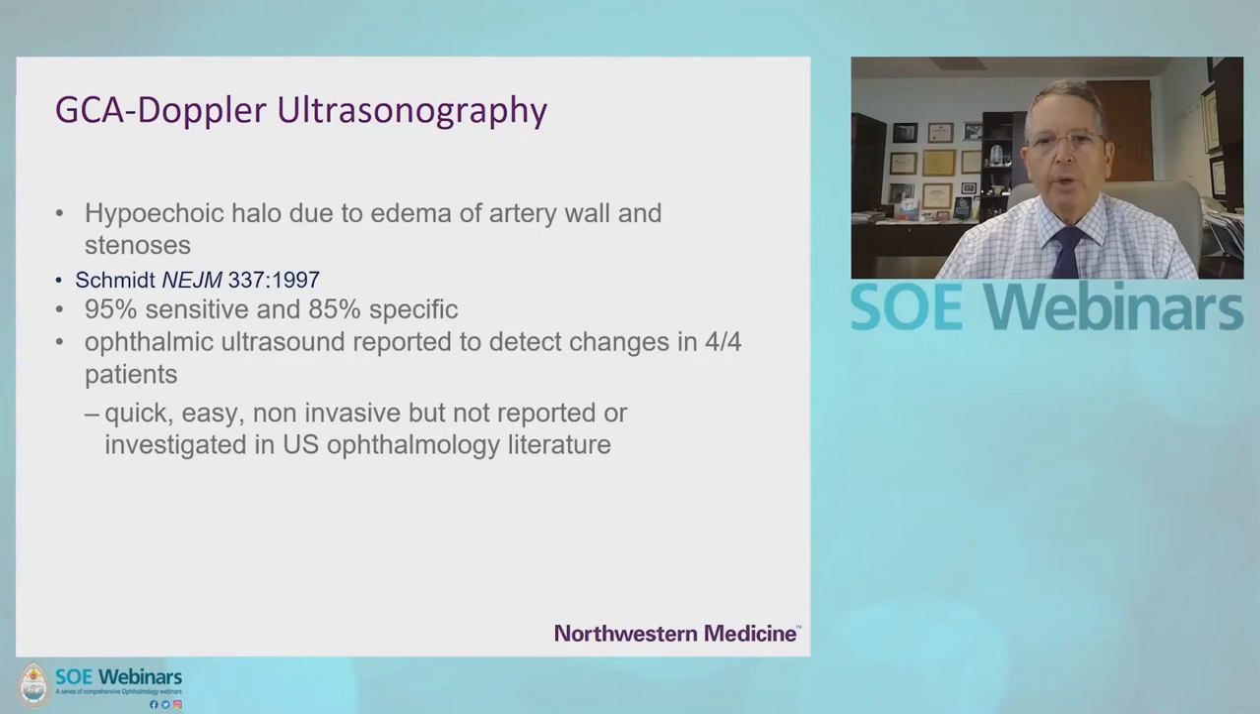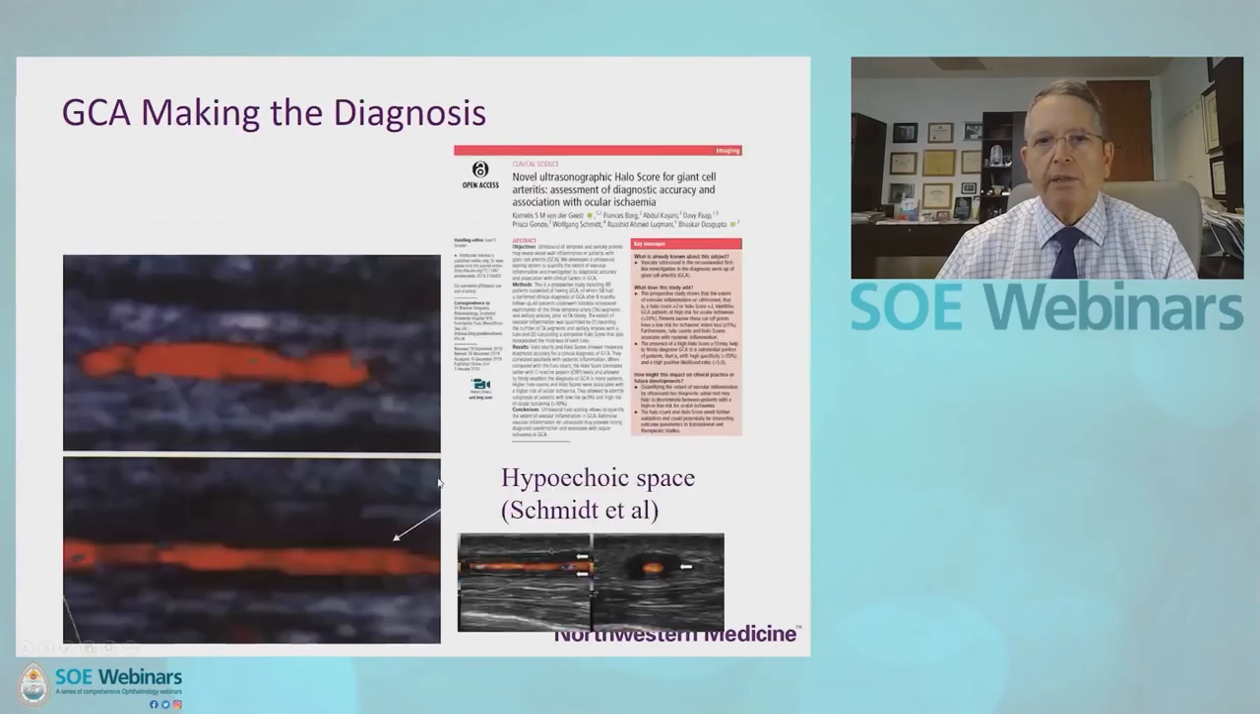And it's a very quick and non-invasive test. And I believe this is the first test that should be gotten on all patients after the laboratory workup when giant cell is highly suspected. And it's a very easy finding to make, as demonstrated on these slides, these hypoechoic areas around the artery that are really just demonstrating the thickening and infiltrated arterial wall in patients with giant cell.